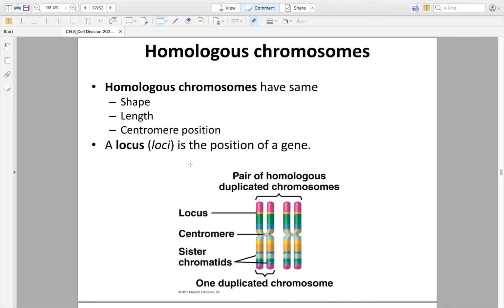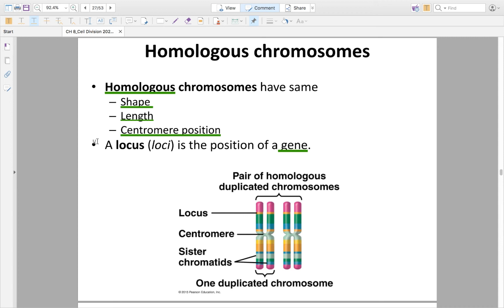Okay, so what we're looking at here is homologous chromosomes. So earlier I mentioned them. Now, the human genome has 23 pairs of homologous chromosomes. Homologous means the same shape, the same length, the same centromere position, and the same gene location.